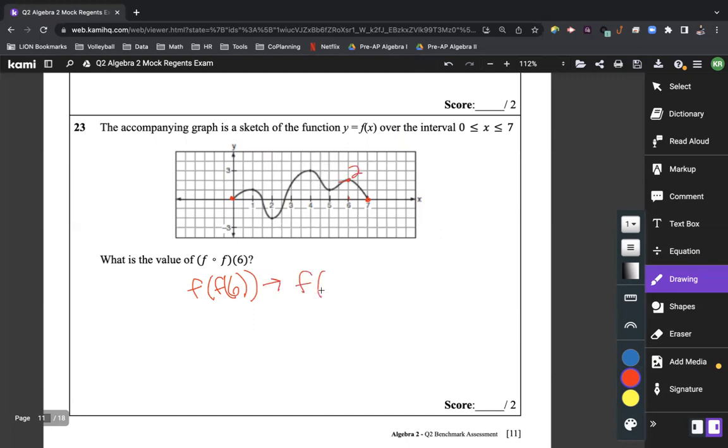Now I need to find f of 2. f of 2 is equal to -2. Here's the thing. If you wrote -2, you got full credit. If you just wrote a 2, you only got 1 point.